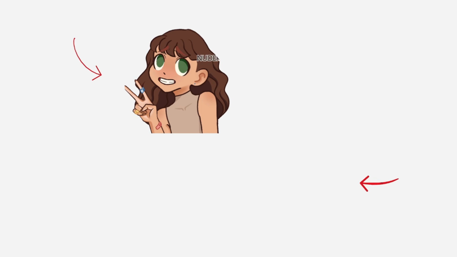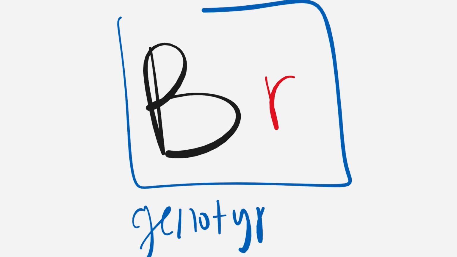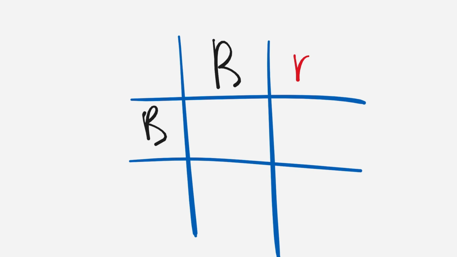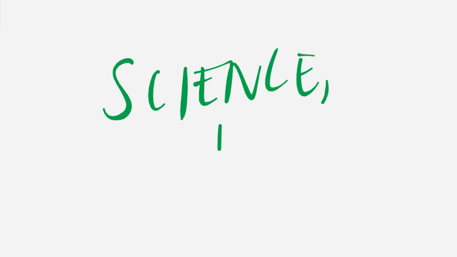Back to me and my sister, how do we look so different? Our parents each have a dominant brown hair gene, a capital B, and a recessive red hair gene, lowercase r, in their hair genotype. When you place two capital B and lowercase r genotypes in a Punnett square, you have a 25% chance of having a red-haired child and a 75% chance of having a brunette, and my sister beat the chances and received the ginger trait. And that's science for you, huh?